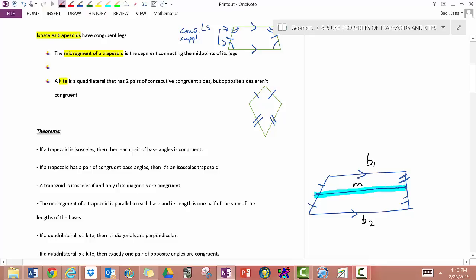Now, one of the things that's noteworthy about the mid segment is its measure can be found by adding the two bases and dividing by 2. So just tuck that piece of information away, that the mid segment connects the opposite midpoints of the two legs of a trapezoid, and it is 1/2 of the sum of the lengths of the bases.